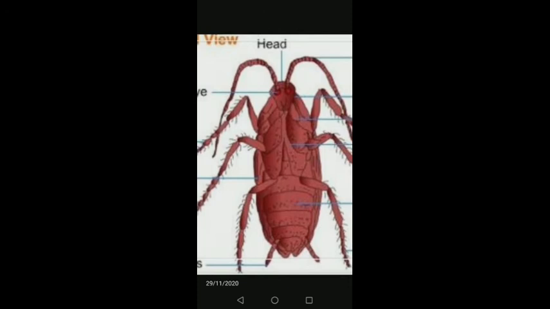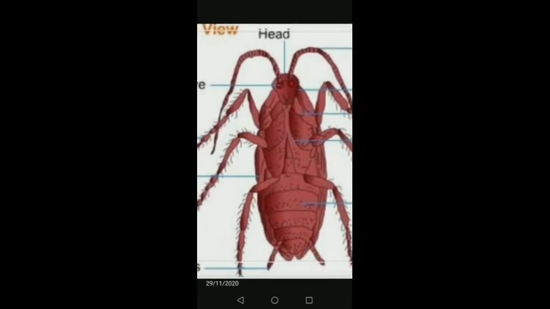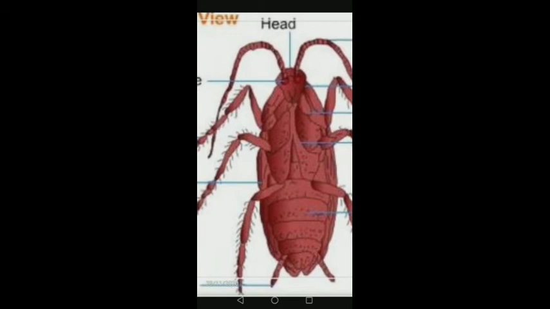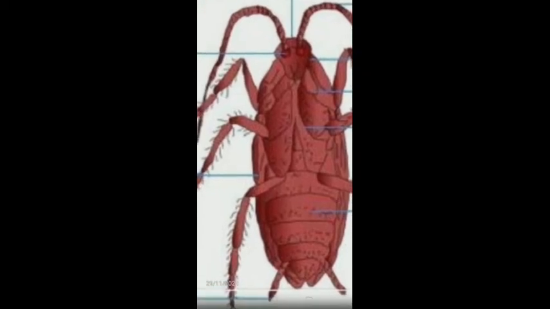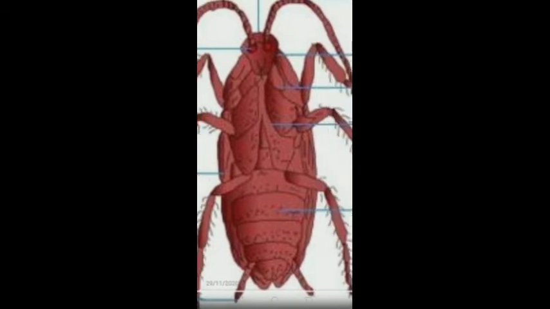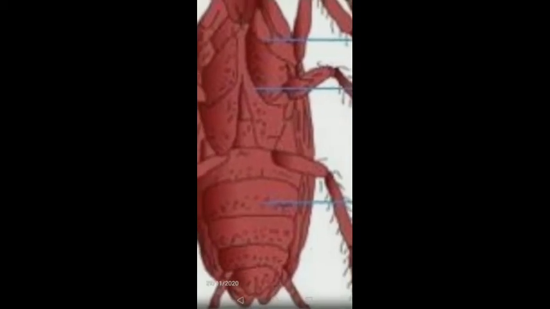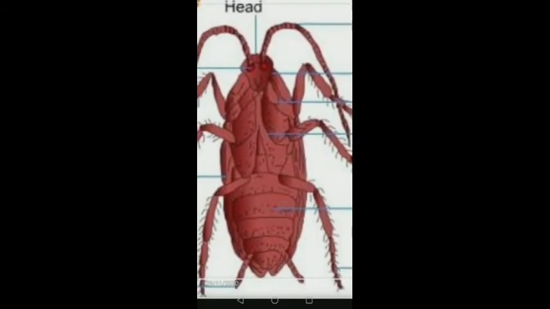Again, I'll just repeat. What do you mean by sclerites? The segments of this cockroach which are hard plate-like structures, that is what we call sclerites. The dorsal side of the sclerites we call tergites, and the ventral side of the sclerites we call sternites. And the lateral sides, here, this is what we call pleurites.